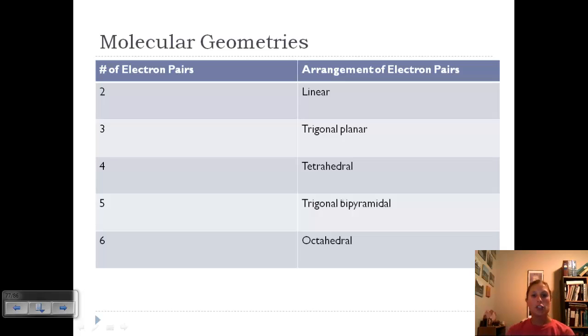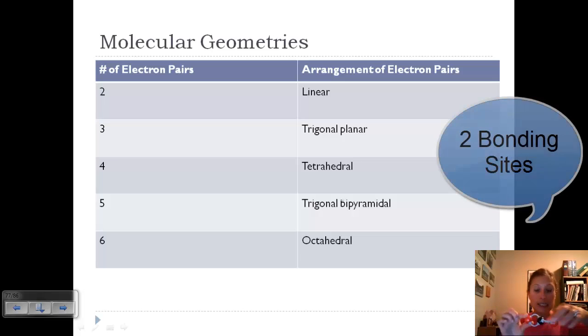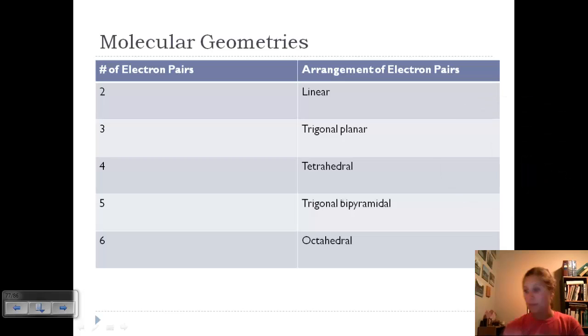Okay, so here's a general chart of molecular geometries based on the number of electron pairs that you have. This would be assuming that there are no lone pairs, all bonded pairs. Here, technically, we have 2 bonds, even though we have double bonds, and so this would count as linear.